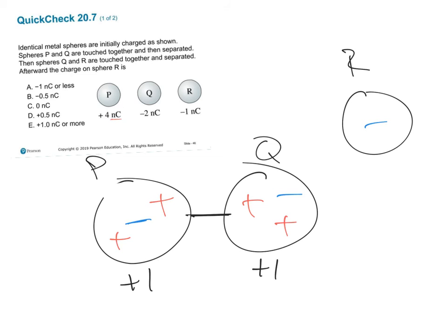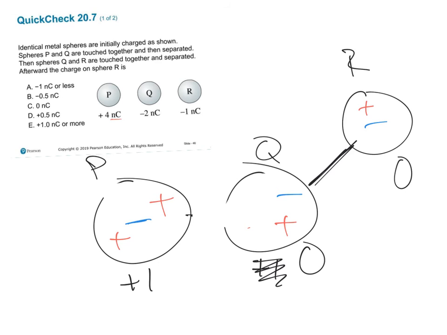All right, and then we're going to touch spheres Q and R together after that. So now we've got Q and R. These positives are going to split up. We're going to take one of these positives, scoot it over here, erase it on this side. And now each of these has a net charge of 0.